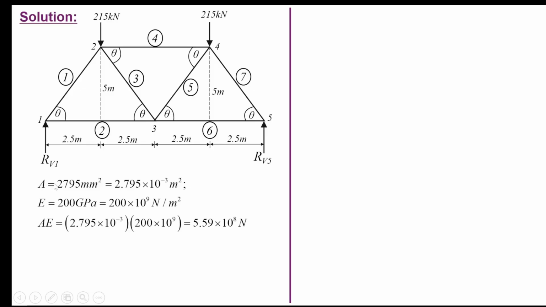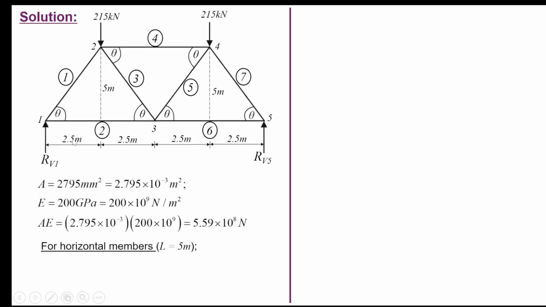Remember the cross-sectional area was 2795 millimeters squared, which if we change to meters squared gives us 2.795 times 10 raised to power minus 3. In the same way, the modulus of elasticity was 200 gigapascals, which can be represented as 200 times 10 raised to power 9 Newton per square meter. So AE, the cross-sectional area multiplied by the modulus of elasticity, gives us 5.59 times 10 raised to power 8.